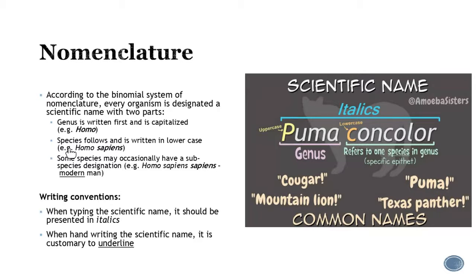Now, remember the scientific name is the genus and the species. So the genus is going to be first, and you're going to make sure you uppercase that first letter. The species will be second, and it's going to be lowercase. And if you're typing it, you're going to put it in italics. Now, if you're handwriting it, the nomenclature is generally to underline it.